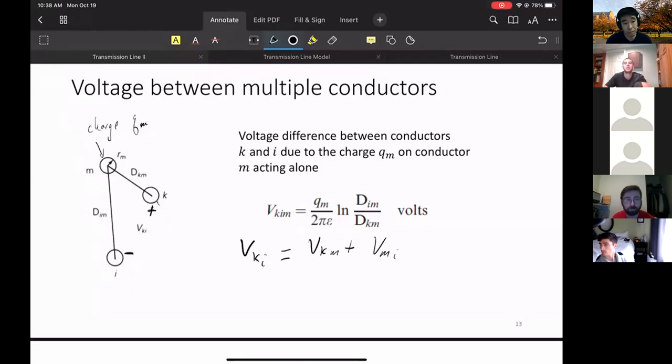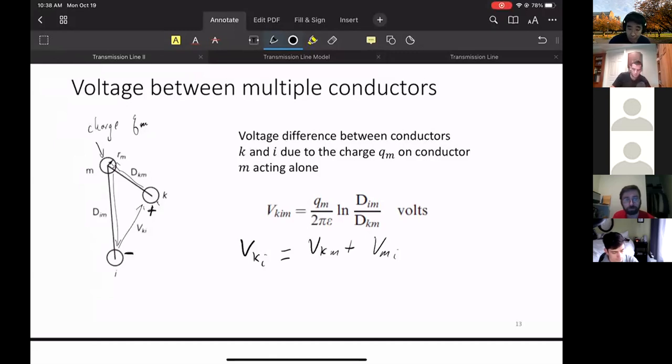We can compute the voltage by going back first to M and coming down this way, which is equivalent to this voltage. So we don't need to compute directly between K and I. We can use superposition, compute both with reference to M, and simply add the voltages.